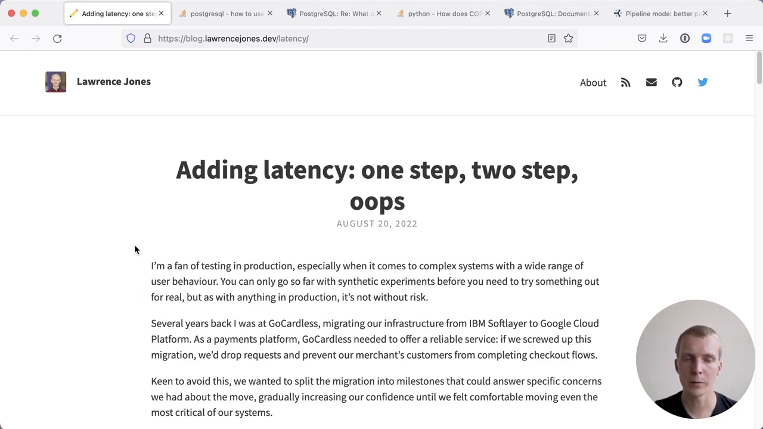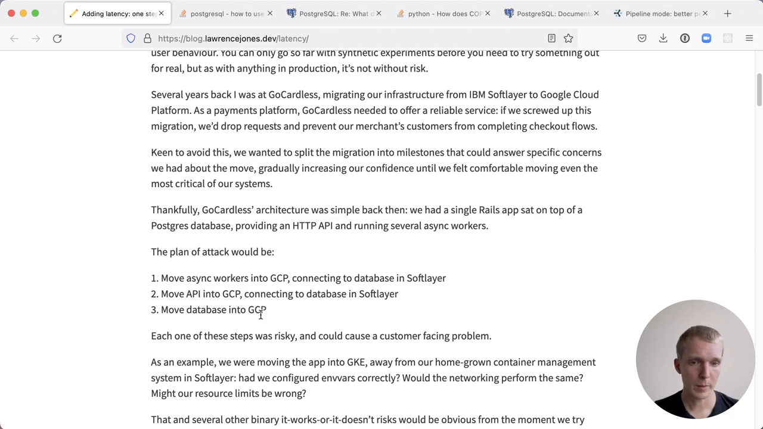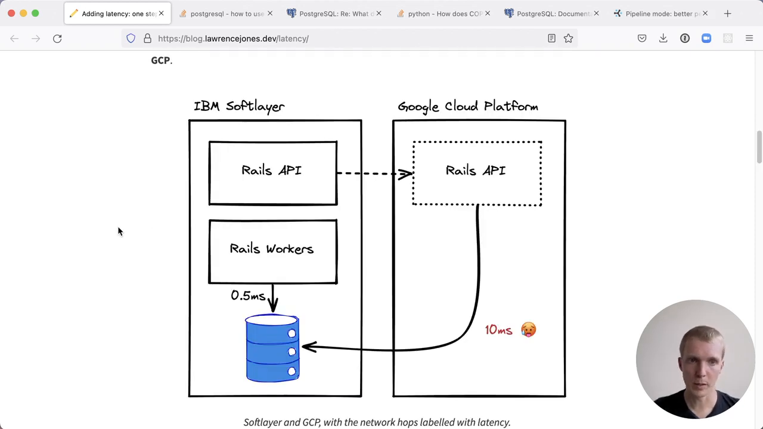They were migrating from IBM SoftLayer to Google Cloud, and as part of this migration, they also had to migrate their database. And of course, if you're a payments company, it's very important that you have high uptime, and any migration of that order of magnitude is really hard to do and hard to do safely. As part of this migration, part of the application would be on Google Cloud, but the database would still be running on IBM SoftLayer. That, of course, has a lot of implications around latency.